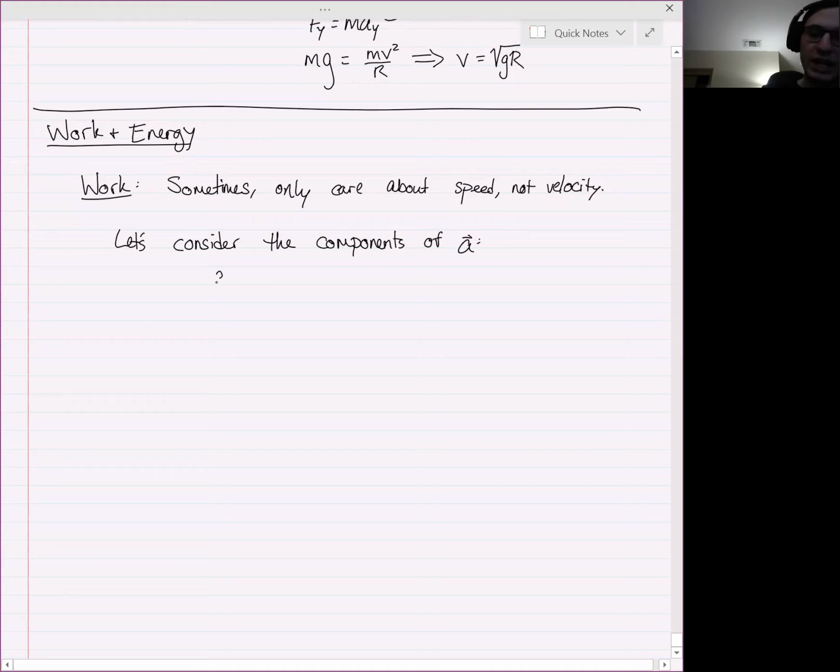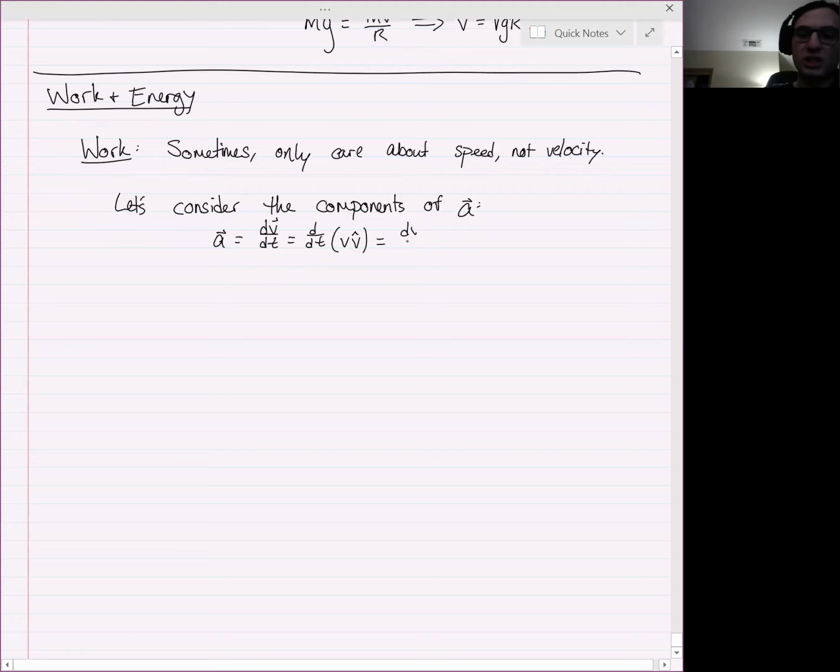We have that a is equal to the time derivative of velocity, which is the time derivative of the speed times the unit vector for velocity, which is just dv/dt in the velocity direction, plus v times d v-hat/dt. Remember that this was a perpendicular component and that this was a parallel component.